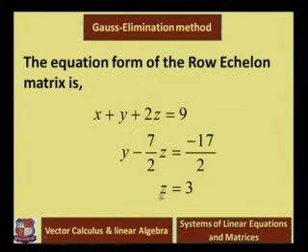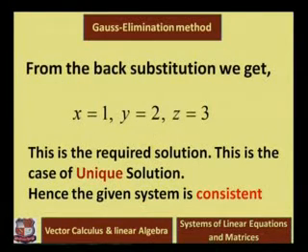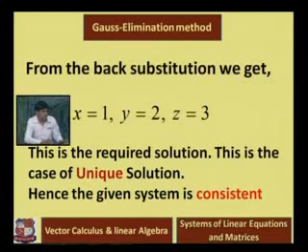Here note that we can determine z from this equation: z is equal to 3. Put this value in the second equation, and we can determine the value of y. Then put those two values, y and z, in the first equation, and we get the value of x. That procedure is called back substitution. So from back substitution we get the solution x is equal to 1, y is equal to 2 and z is equal to 3.